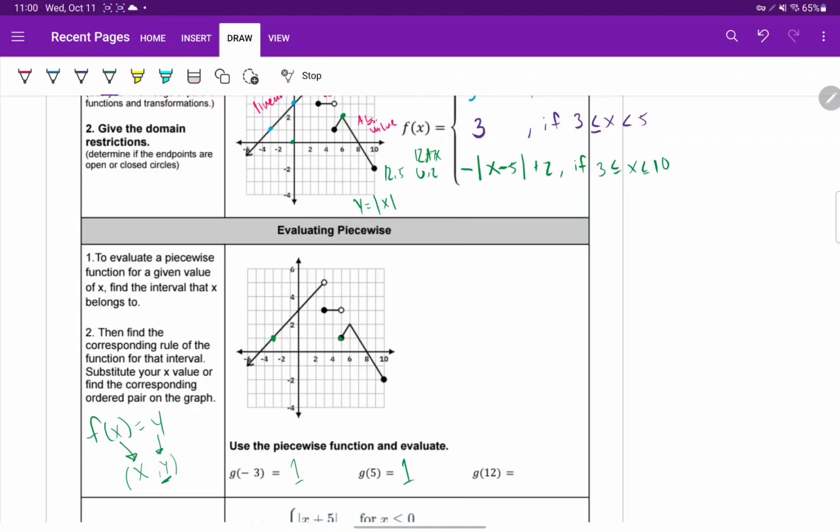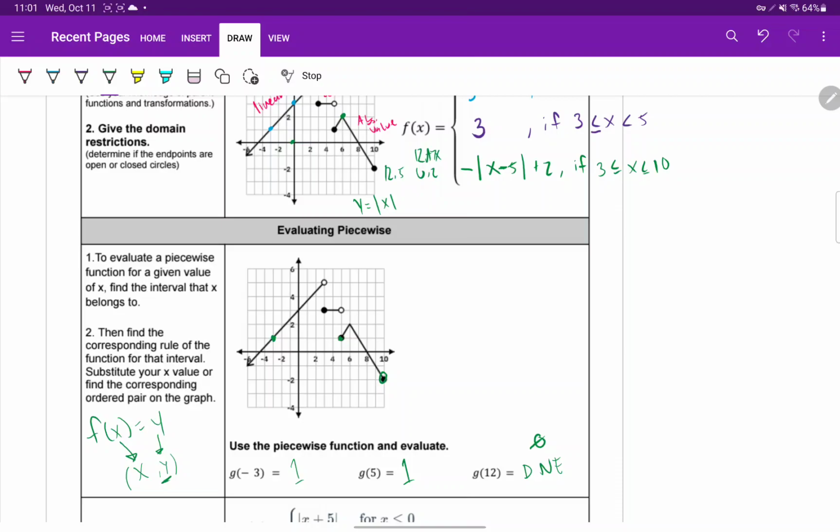Okay, now g of 12. Now, if you look at g of 12, the graph actually stops at 10. That's a closed circle right there. That means it does not go to infinity. It stops there. And since x equals 12 doesn't exist, we're going to say does not exist, or you're going to draw the empty set, so a circle with a little diagonal line through it.